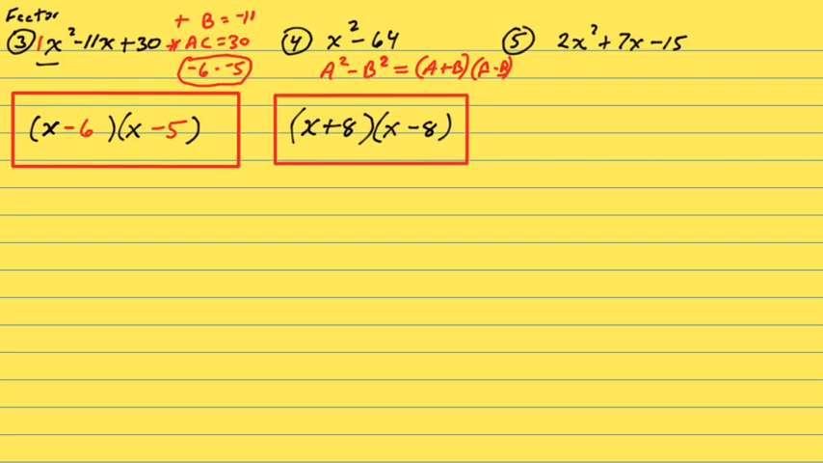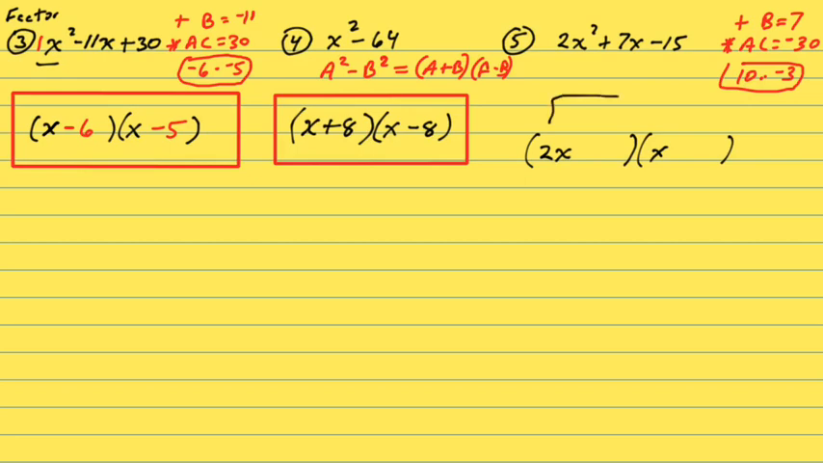In number 5, you have a times c. That's 2 times -15, giving me -30. b is 7. It has to multiply to -30 and add to 7. With practice, you'll get good with the numbers. I believe 10 times -3 is -30, and 10 plus -3 is 7. Now to get 2x squared, it has to be 2x times x.